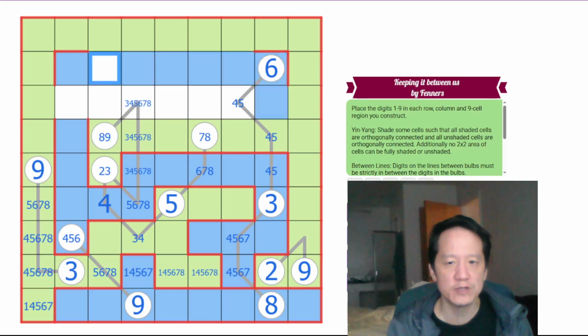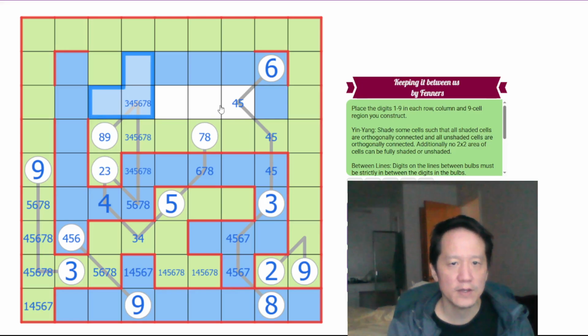Therefore, this must be a green. This has to connect to the other blues, so this must be blue. This must connect to the other blues, so it must connect that way. And then it has to connect here. This cannot be blue because of the 2x2 blue area. This cannot be blue because of the 2x2 area that has 3 blues. So this must be green. This must be green. This cannot be green because of the 2x2 area that's green. So we know these are the shaded and unshaded.